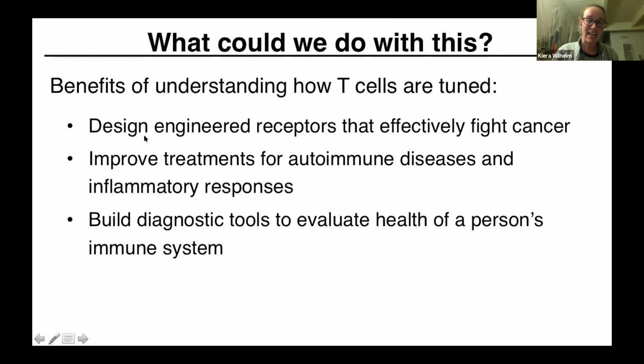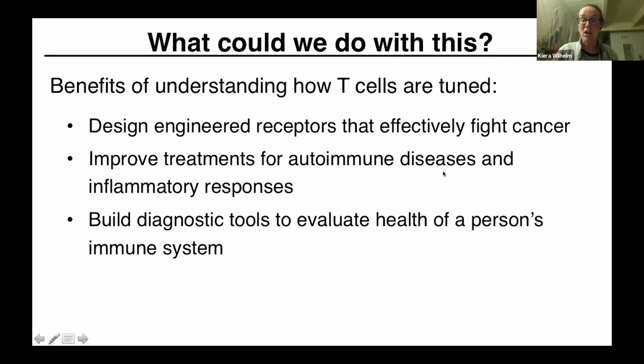And so we could design engineered receptors in these cancer targeting cells that effectively fight the cancer without acting too strongly and causing too much of an immune response that can lead to inflammation and such. If we know how the receptor is triggered, then we can design these alternative methods of triggering T cells in a more targeted manner. We can also improve upon treatments for autoimmune diseases.